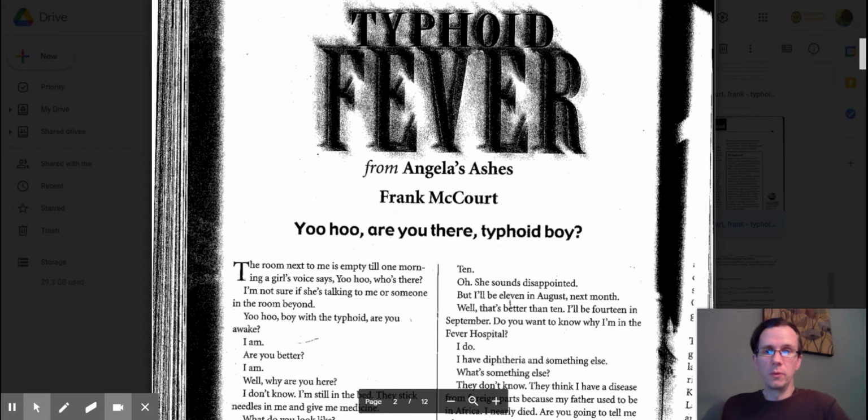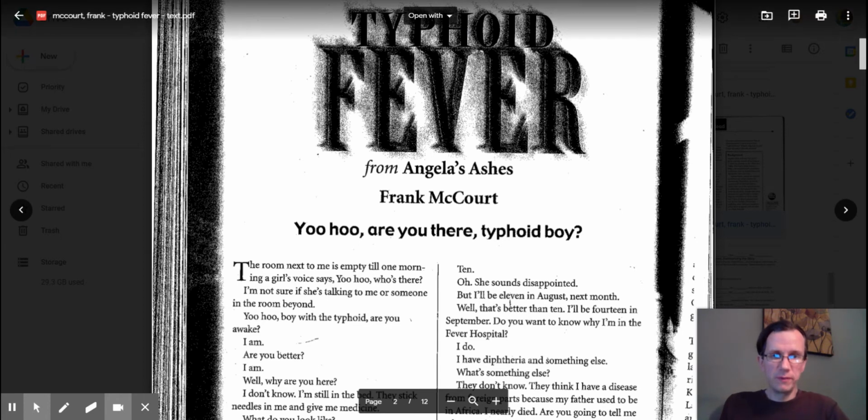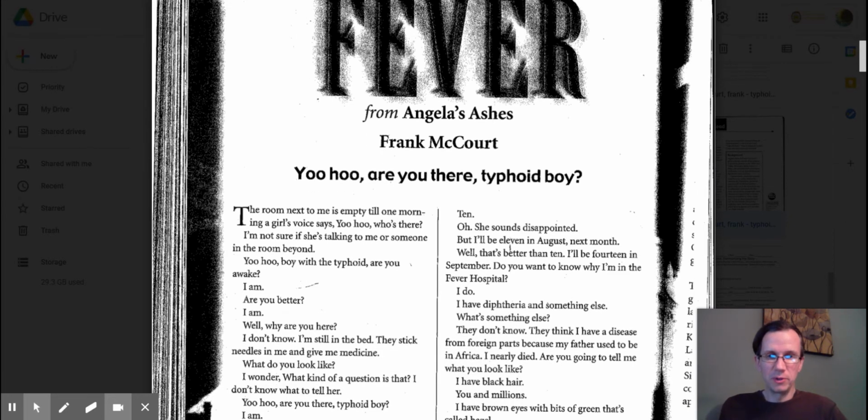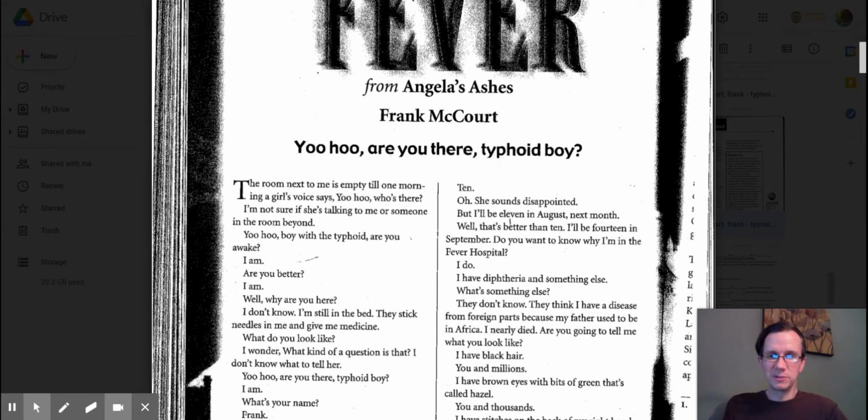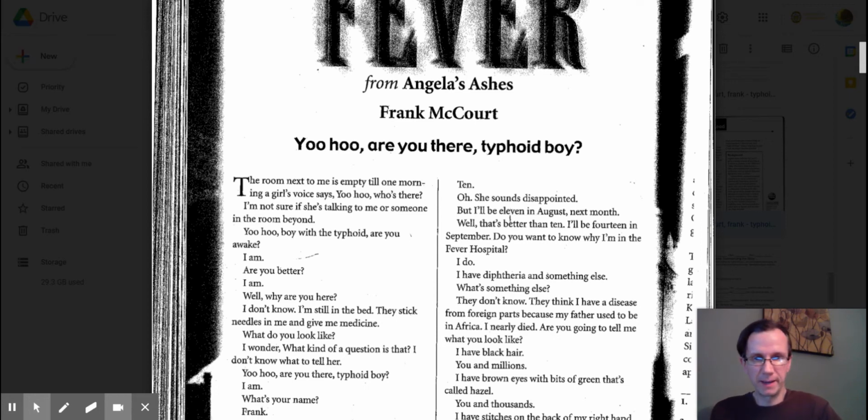All right. So Typhoid Fever, a section of the book Angela's Ashes, you'll notice that the story is missing quotation marks. When somebody says something out loud, it is normally marked off by quotation marks. Frank McCourt skips that punctuation throughout the story, but the context will tell you when somebody is saying something out loud.